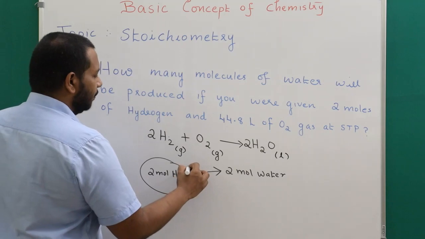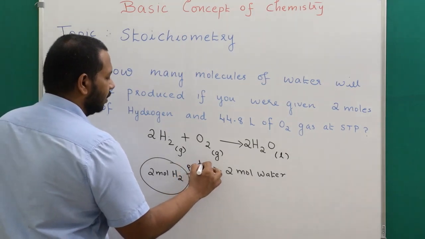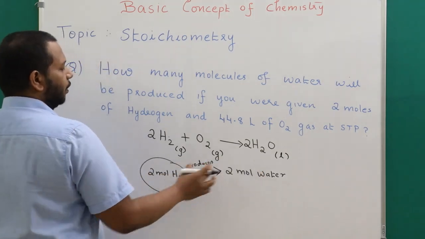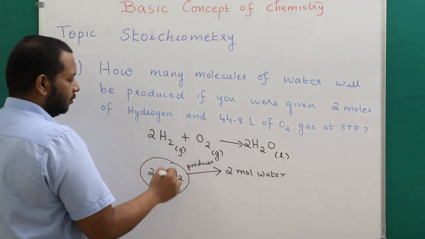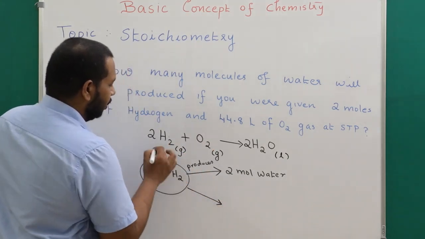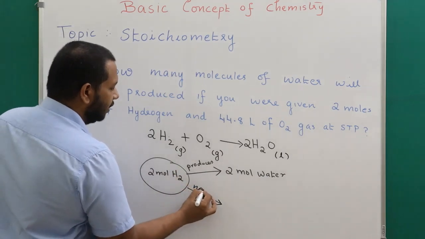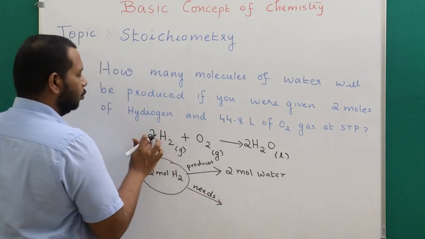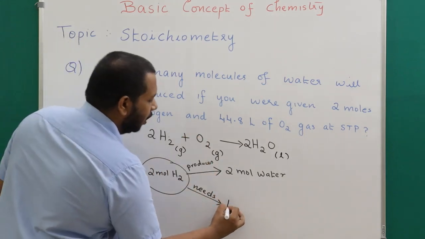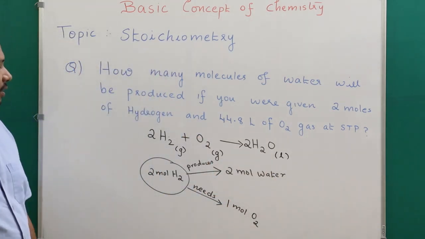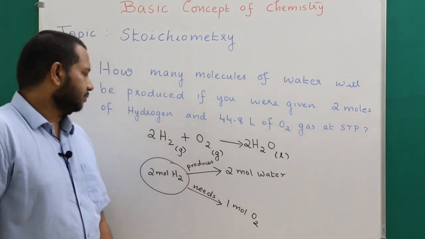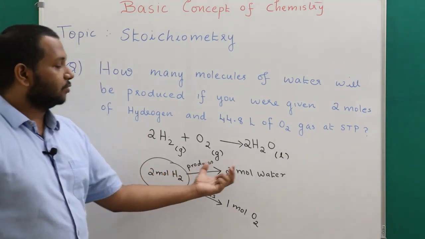Now tell me, producers. This one is a reactant and the other is a product. That is why producers is coming. And the next one is oxygen, so it is a reactant. So I can say, 2 mole hydrogen needs 1 mole oxygen. Correct? Now this is based on the stoichiometric ratio.